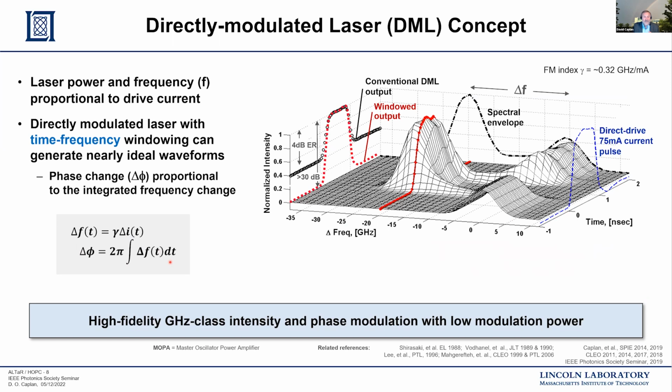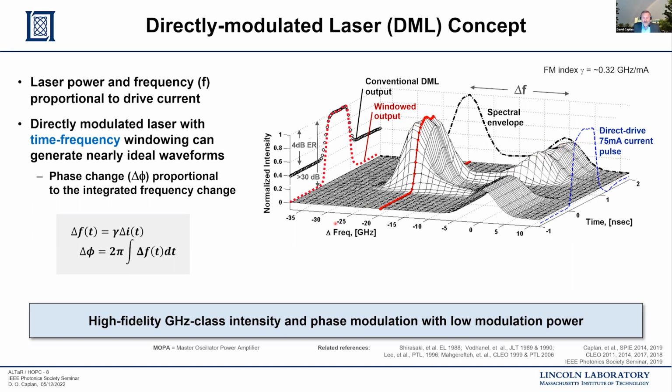And to give you a sense of what this looks like in practice, shown here is a measured spectrogram of a directly modulated laser. What you're seeing here is the normalized intensity on the left-hand y-axis, the frequency modulation on the front axis, and the time axis on the right-hand axis. And this blue waveform is effectively a 75 milliamp current pulse that we're using to drive the directly modulated laser. In response to this current pulse, you can see that the output spectrum translates by about 20 gigahertz. The intensity grows by about 4 dB. And then as the current pulse departs, the wavelength returns back to its base level. That's what's happening in both the time and frequency domain.